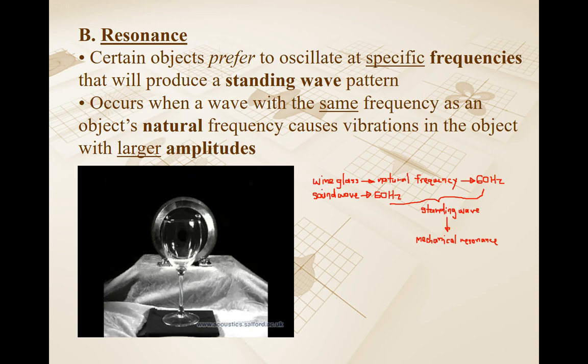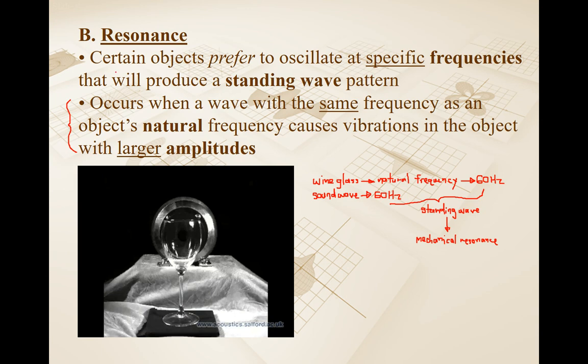If you can take another wave from an external source and get it to match the natural frequency of an object, you can cause vibrations in the object with larger amplitude. So this would be my definition of mechanical resonance. It's a condition that occurs when a wave with the same frequency as an object's natural frequency causes vibrations in the object with larger amplitudes, which is just a way of saying you're producing a standing wave in the object.